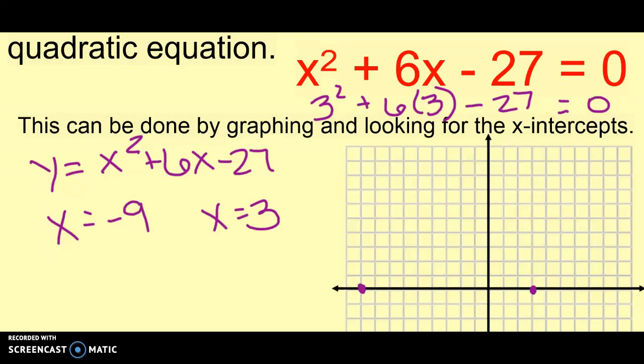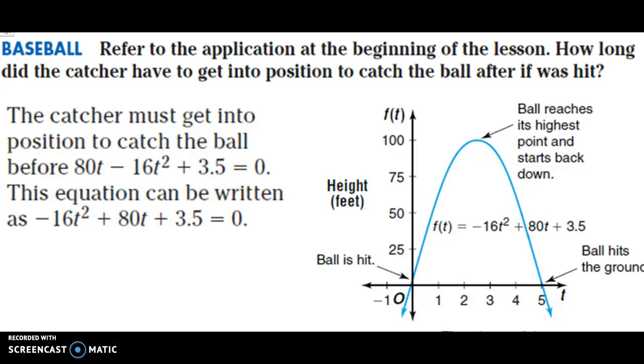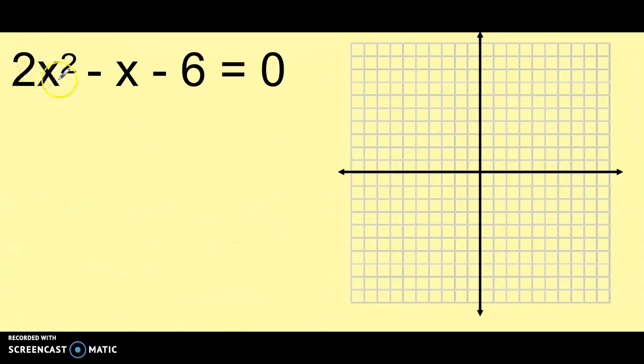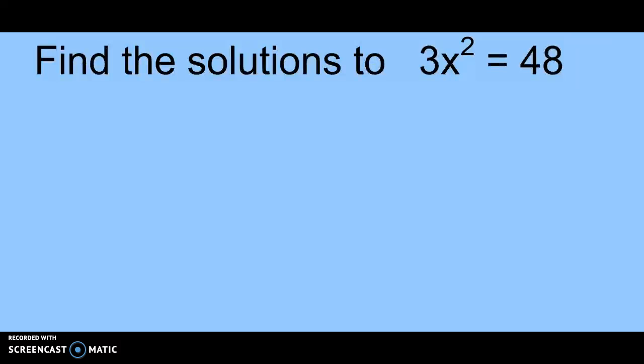All right, let's try another one. We're going to talk about the application later. Okay, so let's try this one. You've got 2x squared minus x minus 6. That one's a little harder. I think we're going to wait on that one. Let's try one of these.